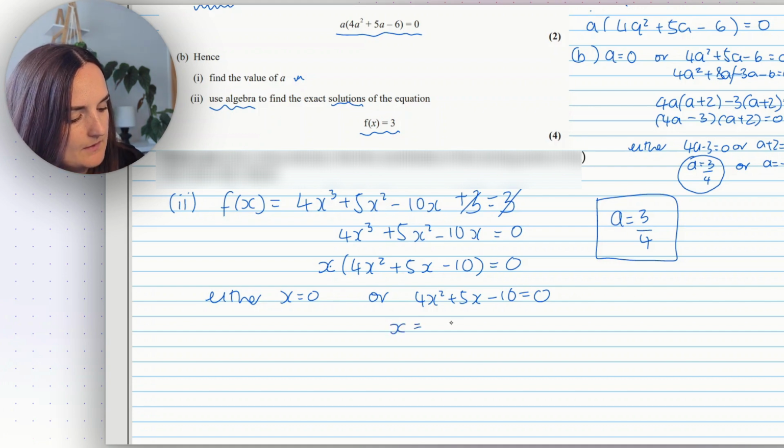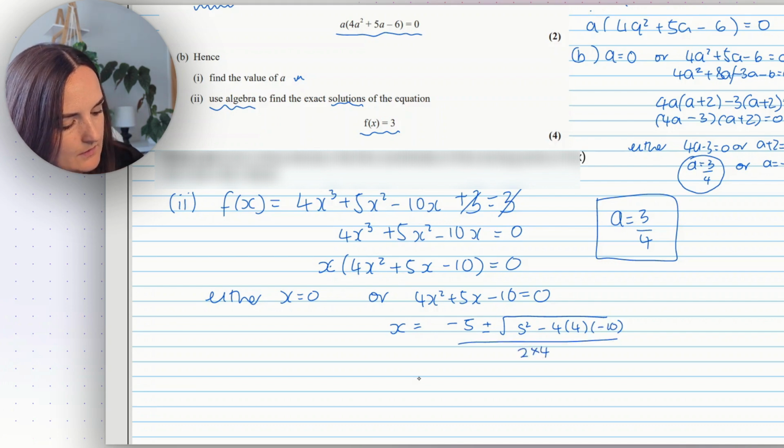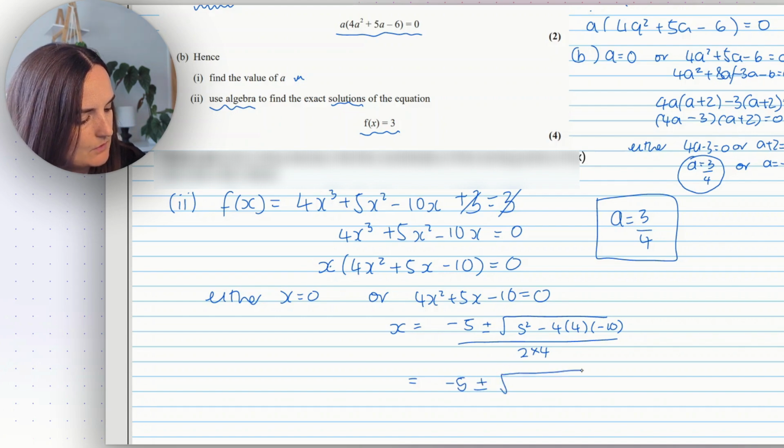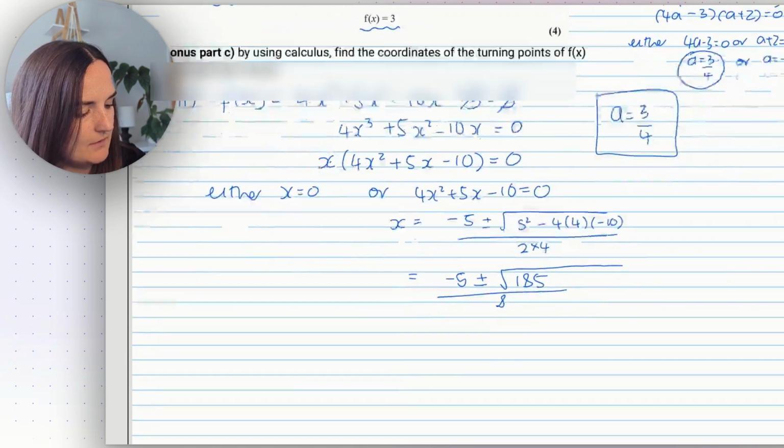So x equals minus b, so minus 5, that's your b term, plus or minus the square root of b squared, 5 squared, minus 4 times 4, 4a times minus 10, all over 2 times 4. So that comes out as minus 5 plus or minus the square root of, 160 positive plus this 25, so it's 185, all over 8. So that's our other two solutions.